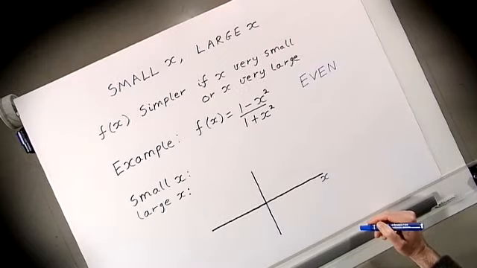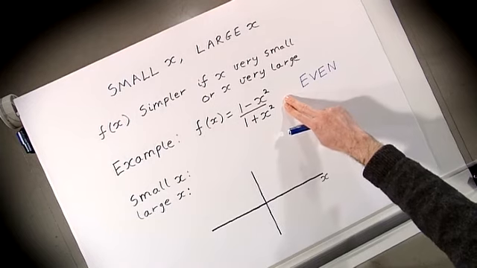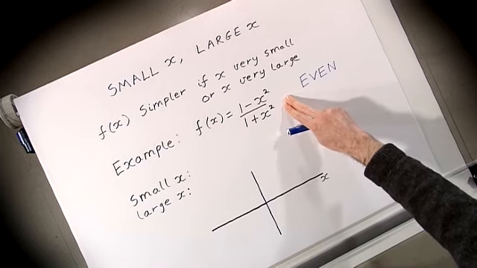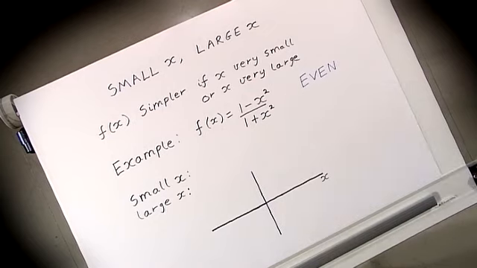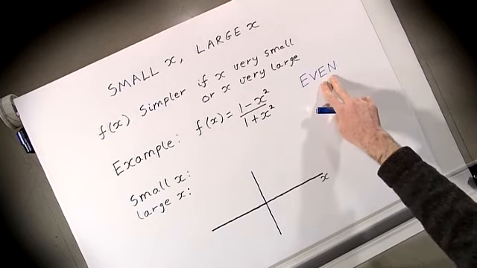Now, a second useful technique for sketching curves is to look at small values of x and large values of x. And in many cases, we will find that the function simplifies and becomes easier to plot when either x is very small or x is very large. So as an example of this, let's consider the function f of x equals 1 minus x squared divided by 1 plus x squared. First of all, we notice that this function only involves even powers of x, and therefore it's an example of an even function.